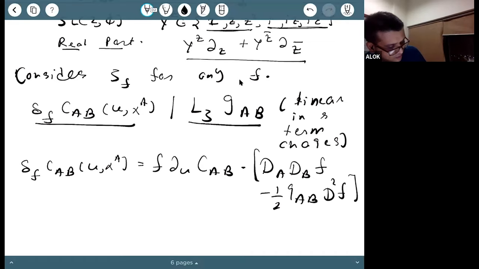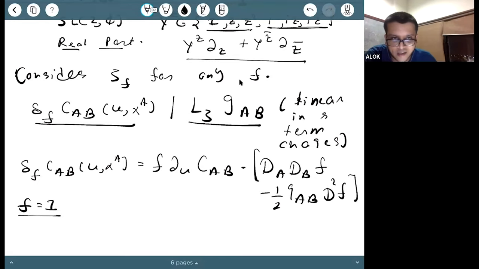Maybe I will say a little bit more about this. Another way to classify diffeomorphisms is to compute Noether charges. If the Noether charges are zero, then they are just gauge, but if they are not, then they are symmetries. For example, if I take f equal to one, then it computes the total energy of the radiation. So that's clearly a symmetry, right?